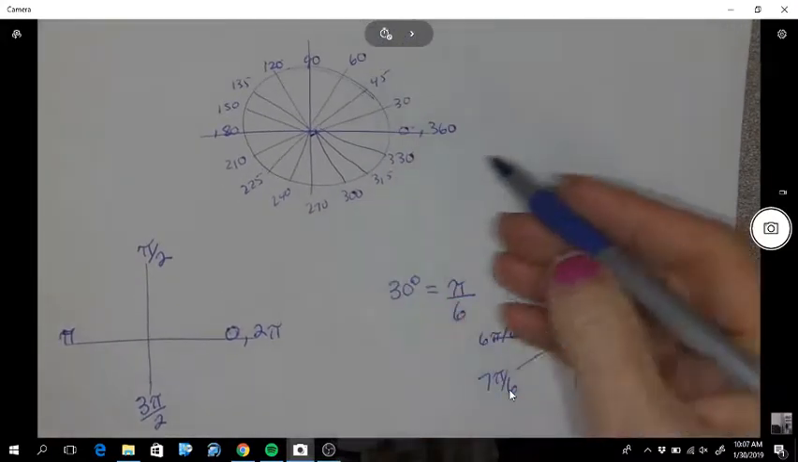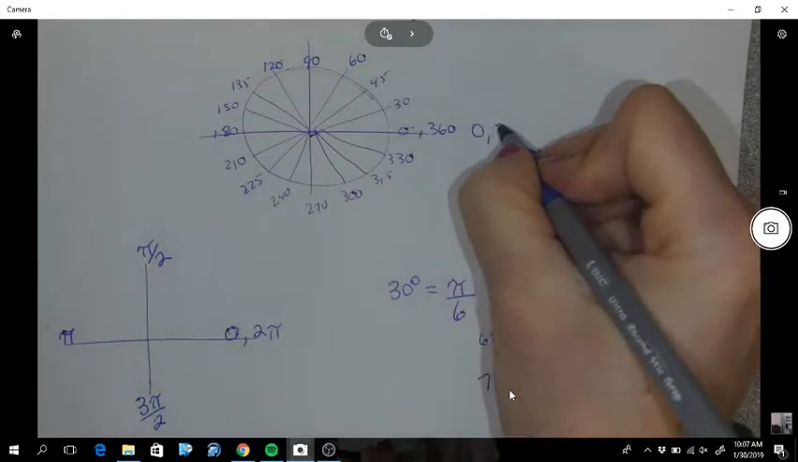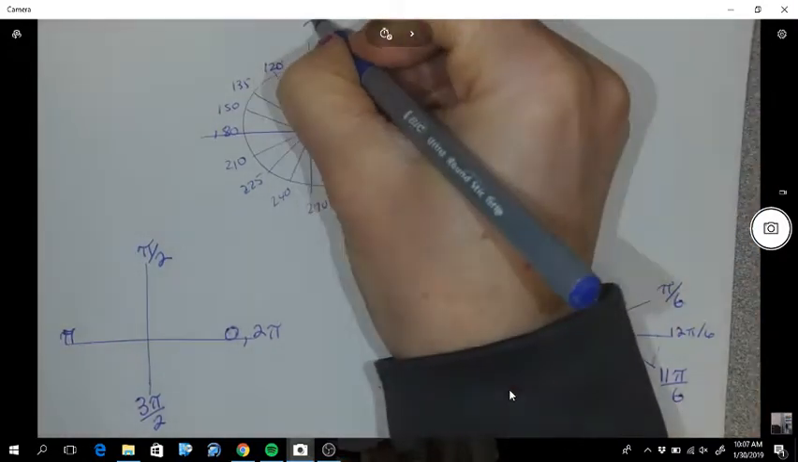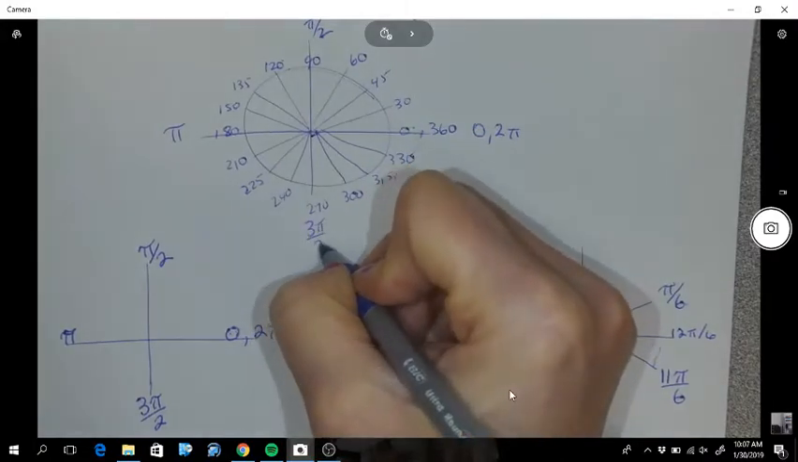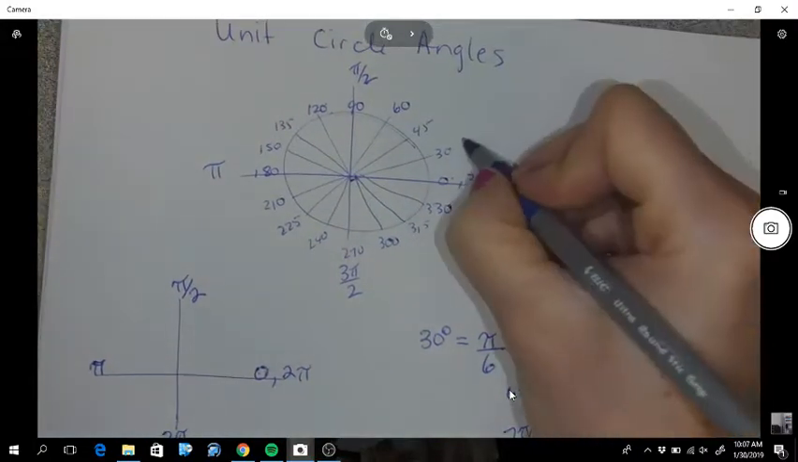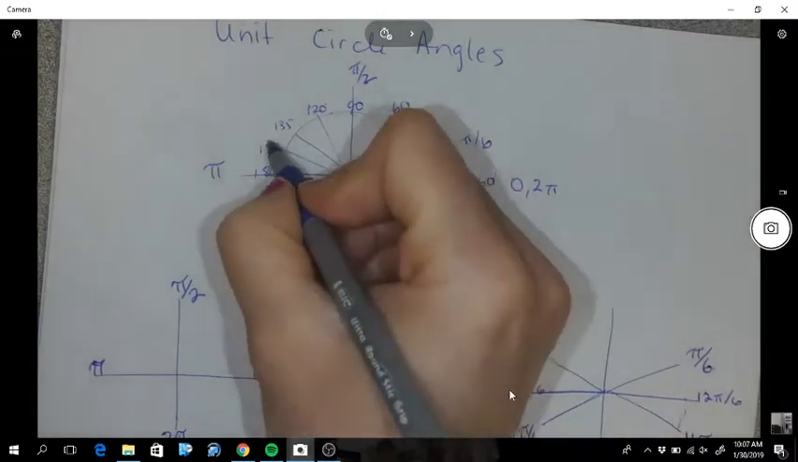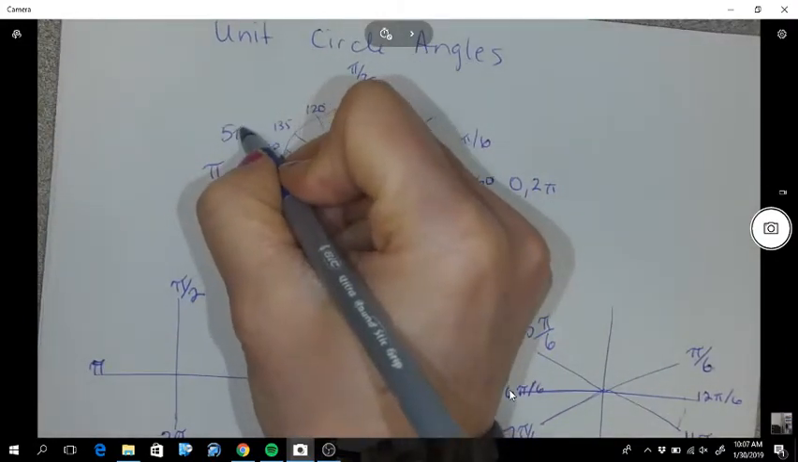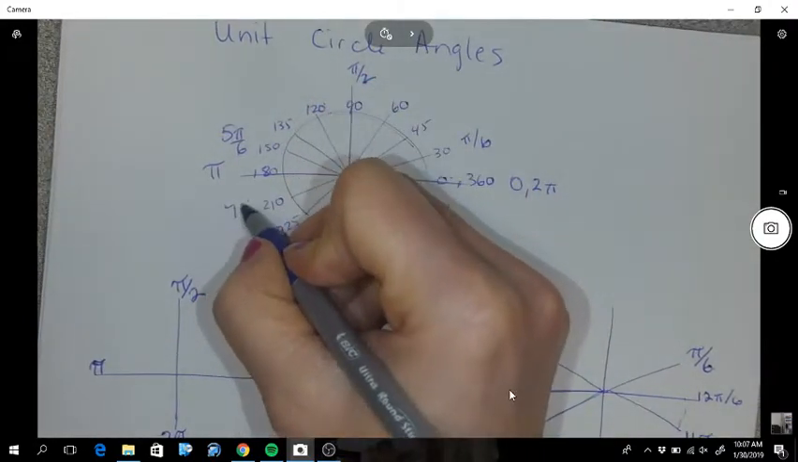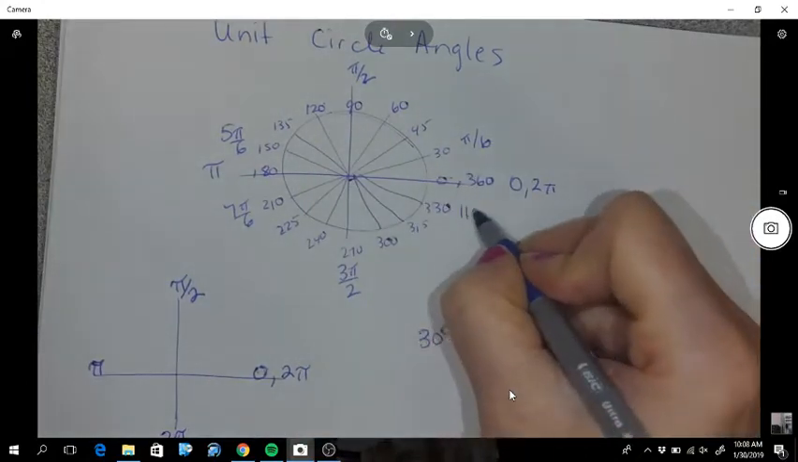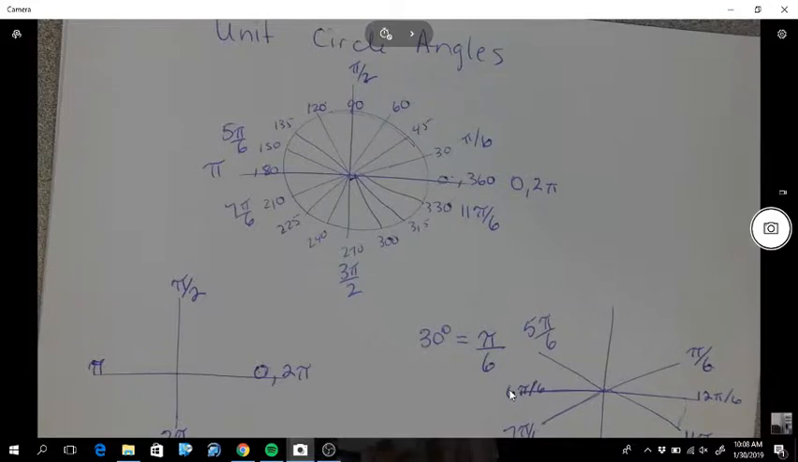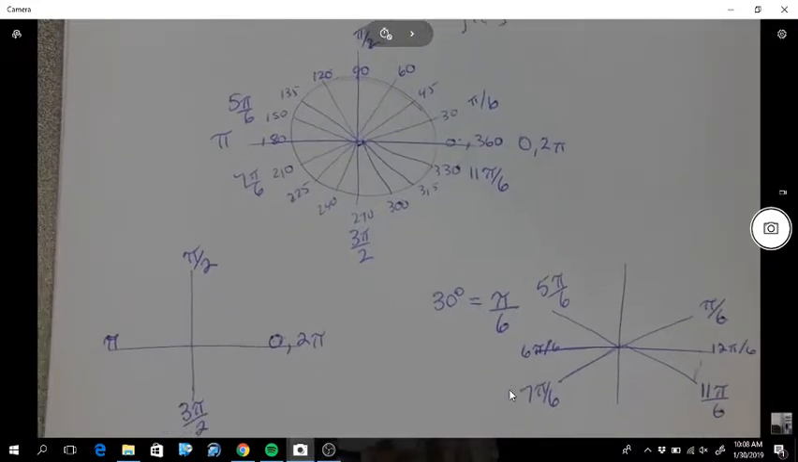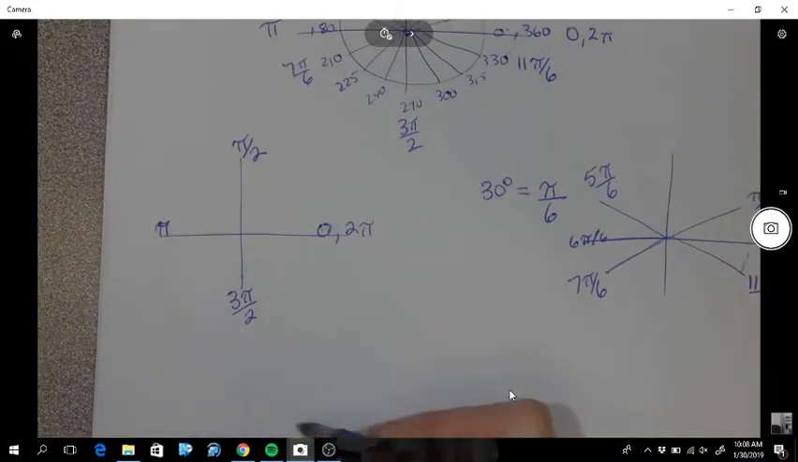So we can fill in these ones that we know. So now we know pi over 6, 5 pi over 6, 7 pi over 6, and 11 pi over 6. Okay, now let's talk about 45 degrees.